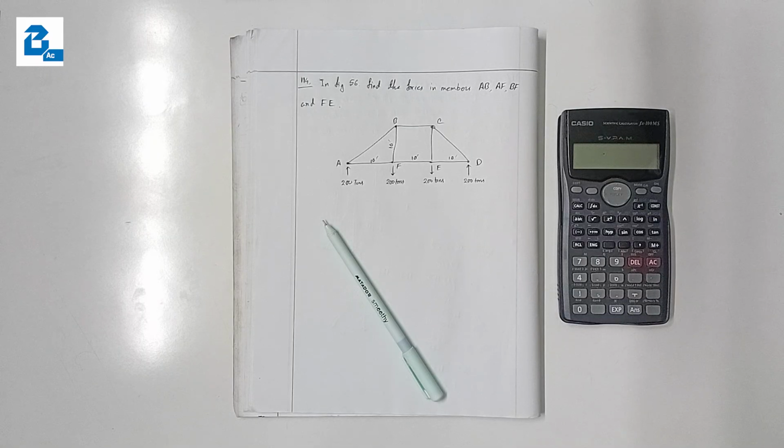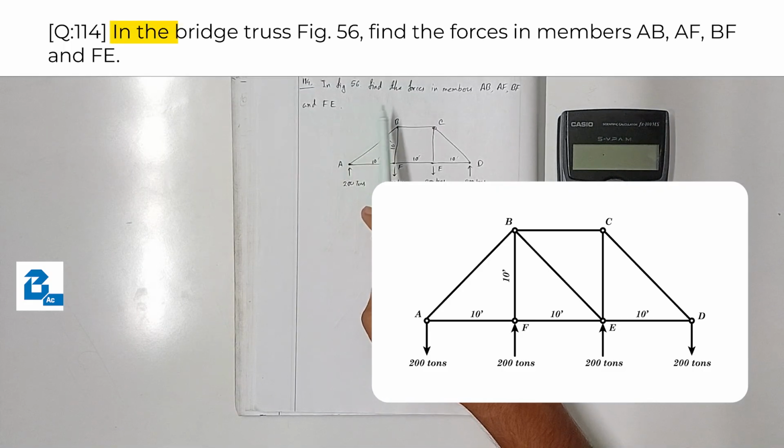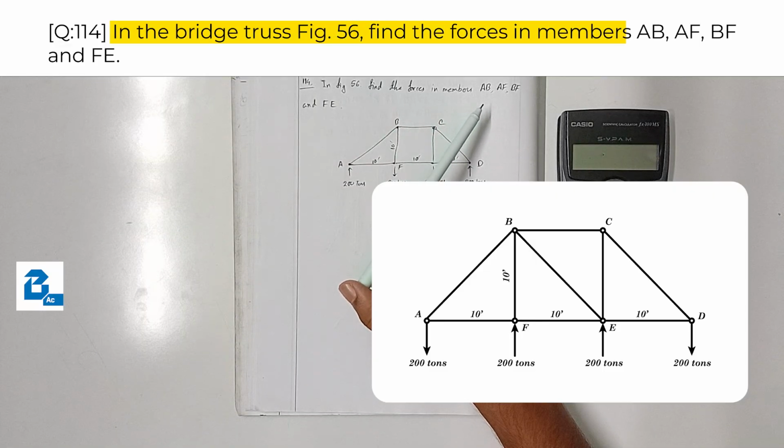Hello everyone, today we will solve an equilibrium problem. Here in the figure we have a truss, and the problem states: in figure 56, find the forces in members AB, AF, BF and FE.